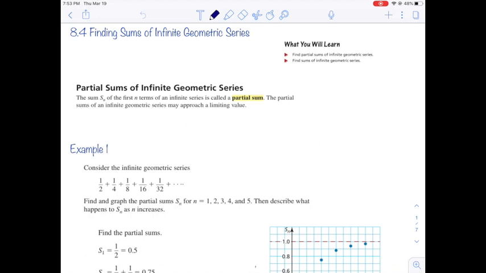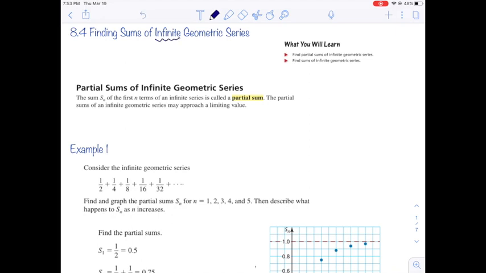All right, welcome back, everyone. Just in a different form. We've got 8.4 today, so we're finding the sums of infinite geometric series. So today is strictly infinite.